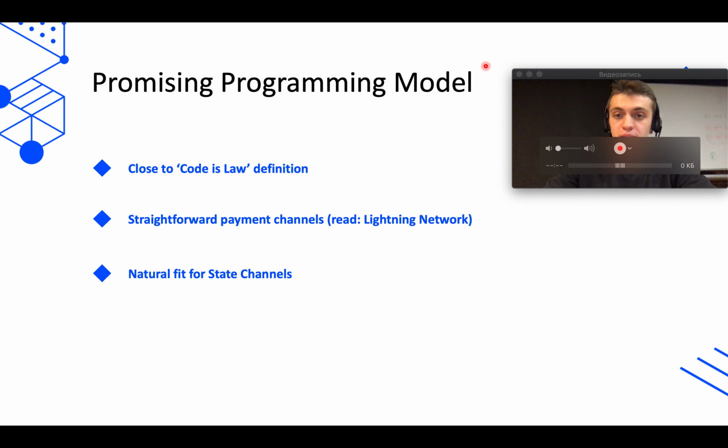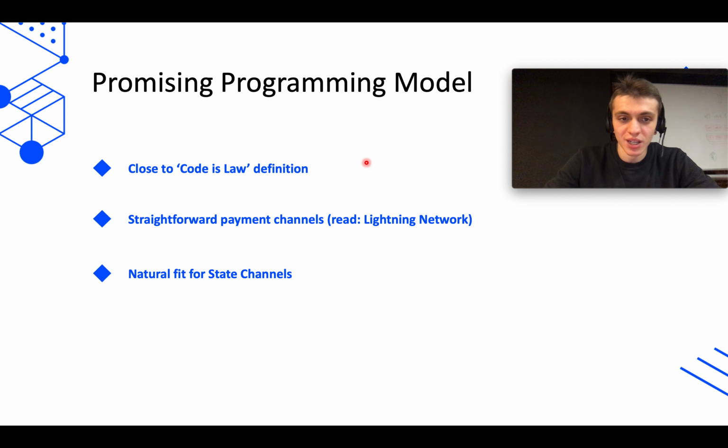Okay, again, why do we like this model? Because it's really close to the code is law definition. It's like a dream of all blockchain developers and blockchain users, that code is law. Also, it's straightforward for payment channels and for state channels. I hope in the near future we will see the Lightning Network in the Waves blockchain.